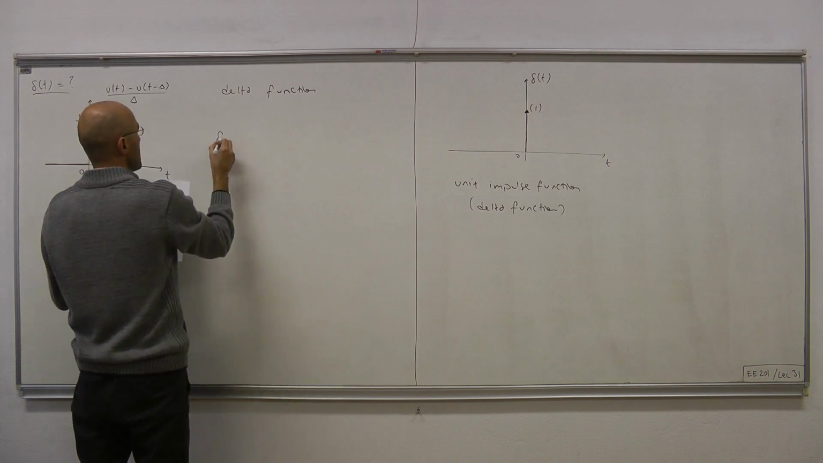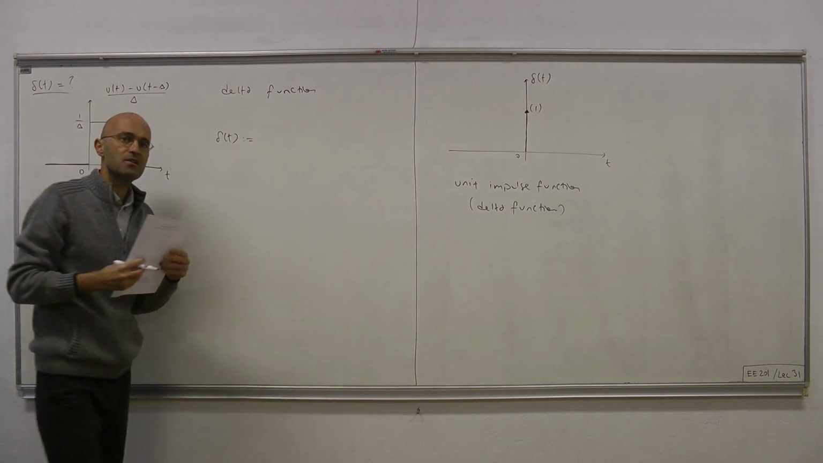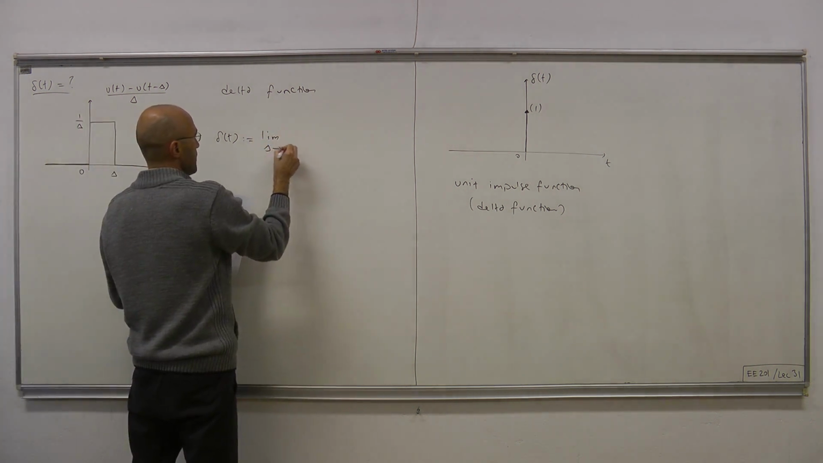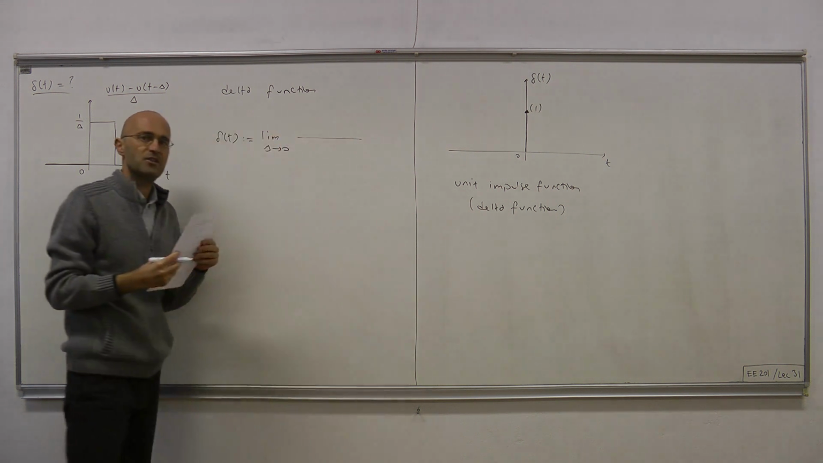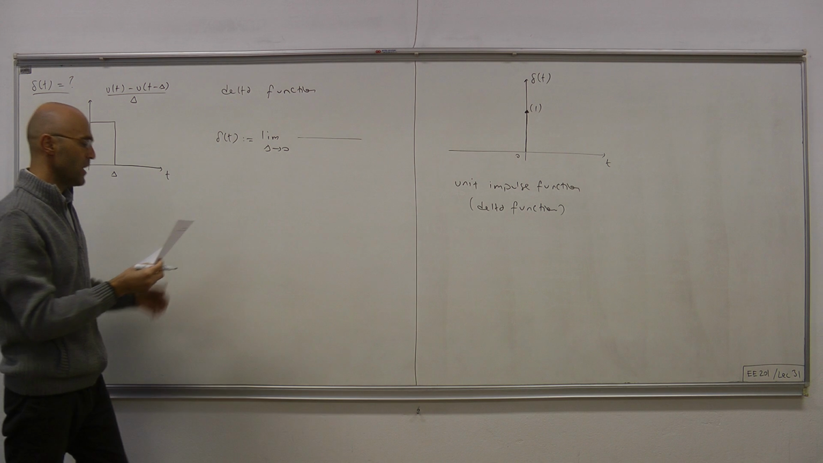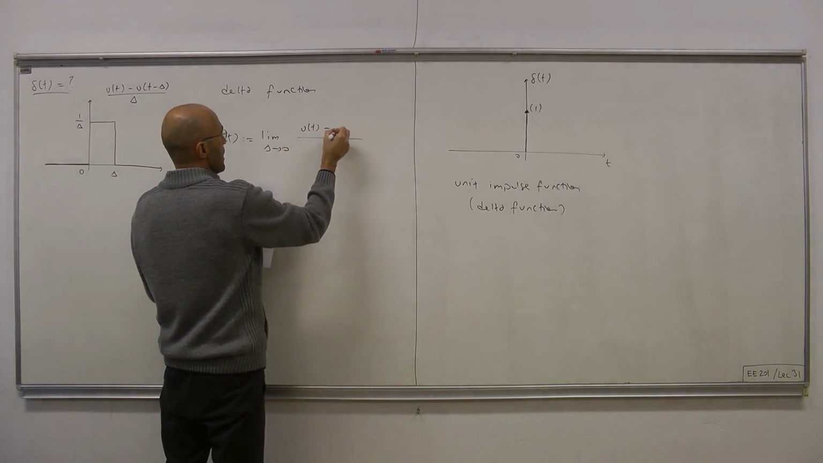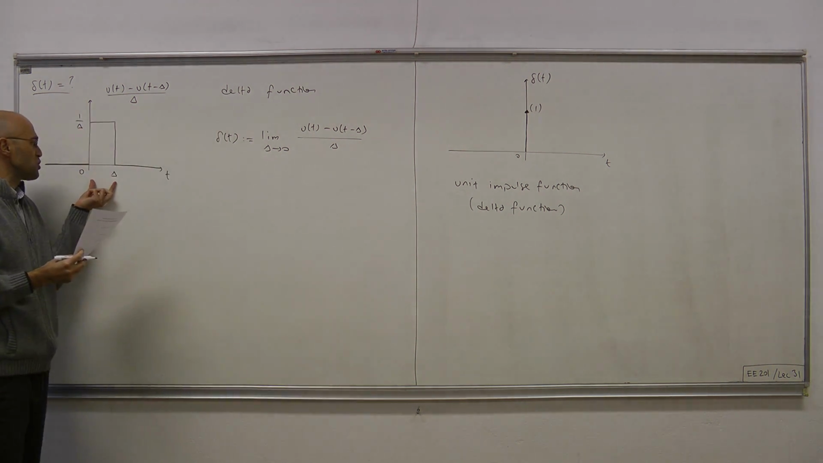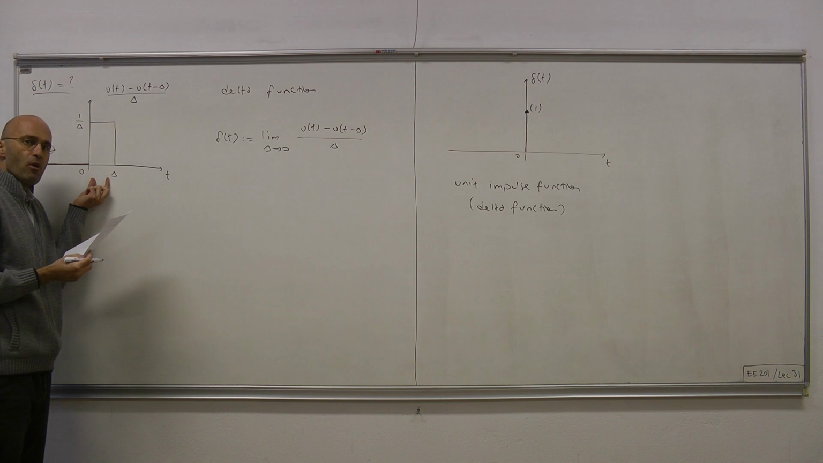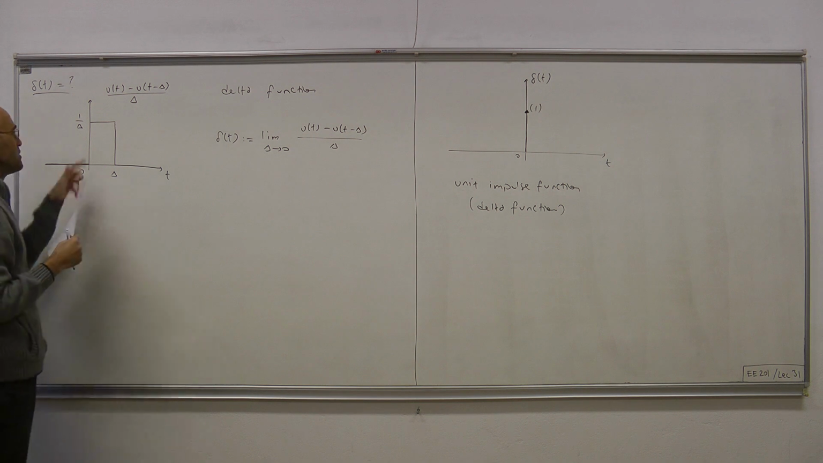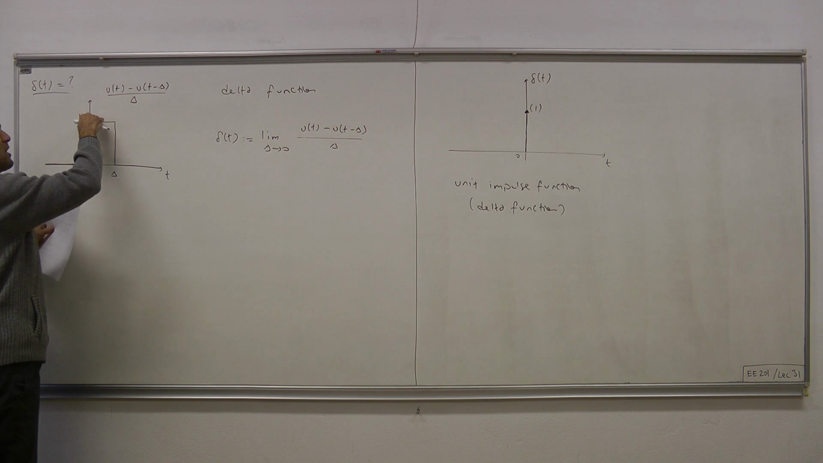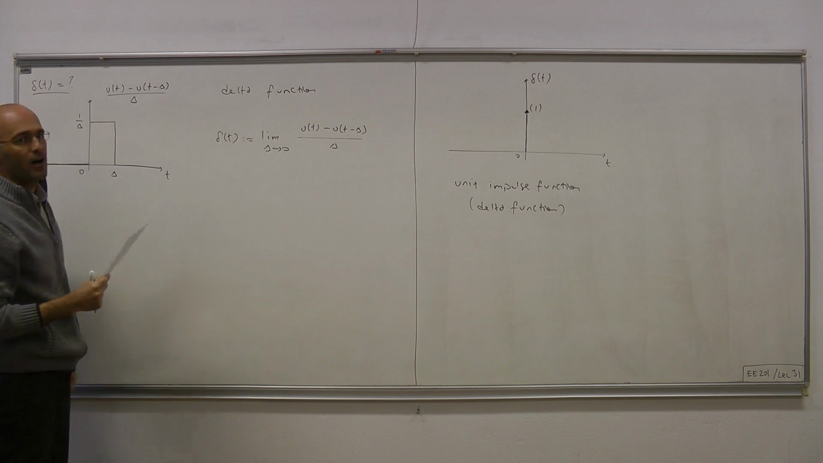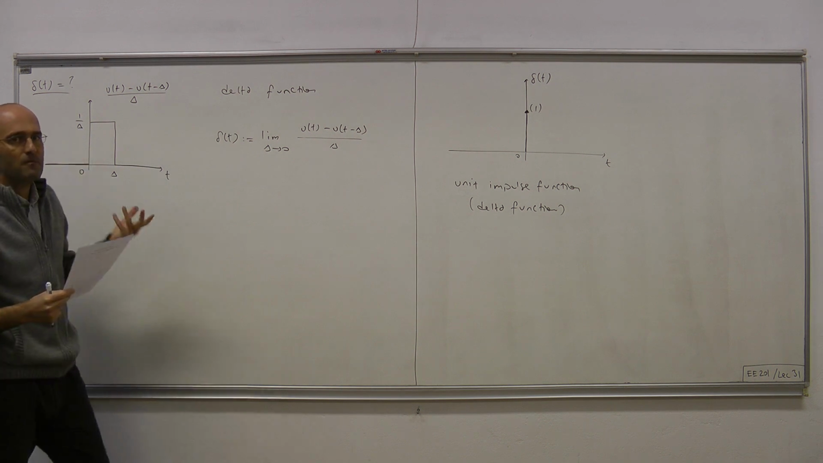The delta function can be defined as the limit as delta goes to 0 from the right, of u(t) minus u(t minus delta), over delta. Okay. Now as you squeeze this interval further and further, as delta becomes smaller and smaller, since the area has to be constant, its height should rise higher and higher, so that the product delta times 1 over delta is always 1.